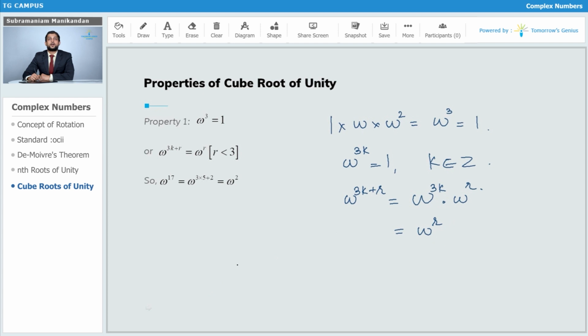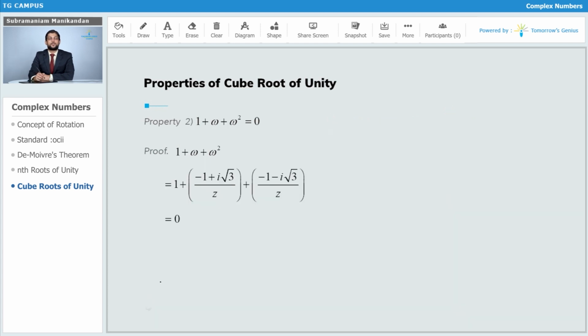Okay, so for example, omega to the power of 17. Now 17 is 2 more than 15, which is the nearest multiple of 3 that you can think of. Of course, 18 is there, but then for 18 you'll have to come backwards, which will involve a negative exponent. So to avoid that, you can write it as omega to the power of 15 plus 2, and omega to the power of 15 is 1. So therefore, omega to the power of 17 is equal to 1 multiplied by omega square. So omega to the power of 17 is the same thing as omega square, one of the cube roots of unity. In fact, any power of omega will be one of the cube roots of unity. Either it will be 1 or it will be omega or omega square.